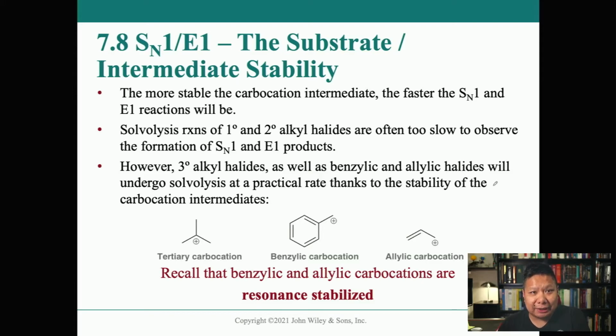Intermediate stability of the substrate now, right? So the more stable the carbocation intermediate is, the faster the SN1 or E1 reaction will be too. So in solvolysis, reactions of a primary and a secondary alkyl halide are often too slow to observe the formation of the SN1 or E1 products.